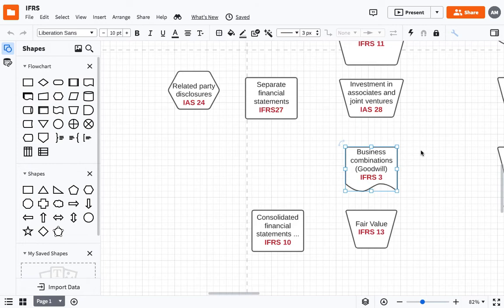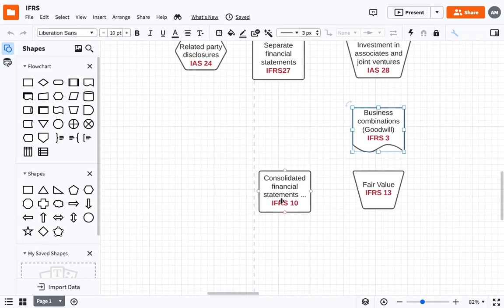Goodwill means, if the fair value of the assets is 1,000 and I pay 1,200, then it will be goodwill. So I have to go through F3. And of course, in this case, I have to make a consolidated financial statement for these two companies now. I have to make one financial statement by F10.